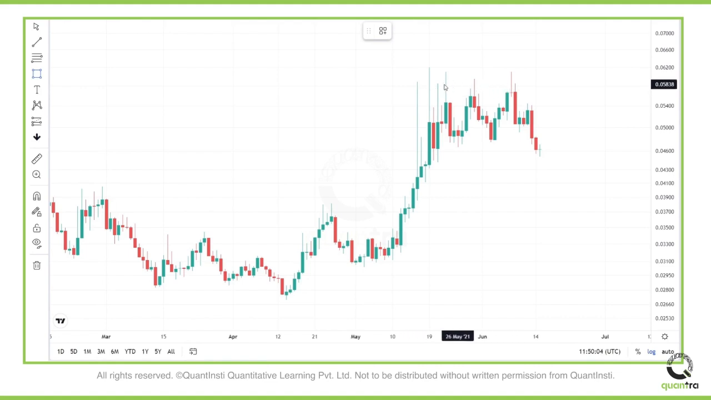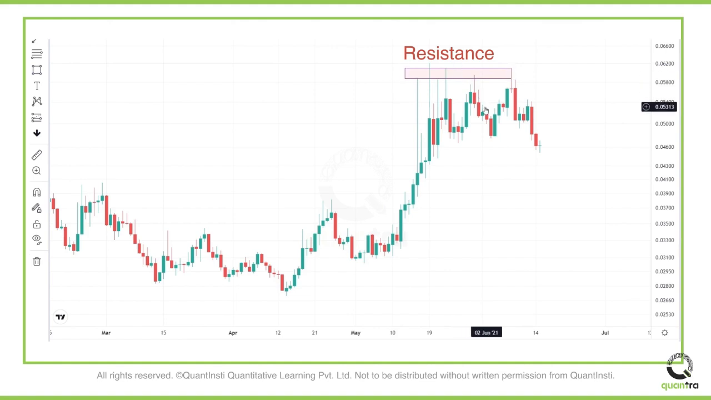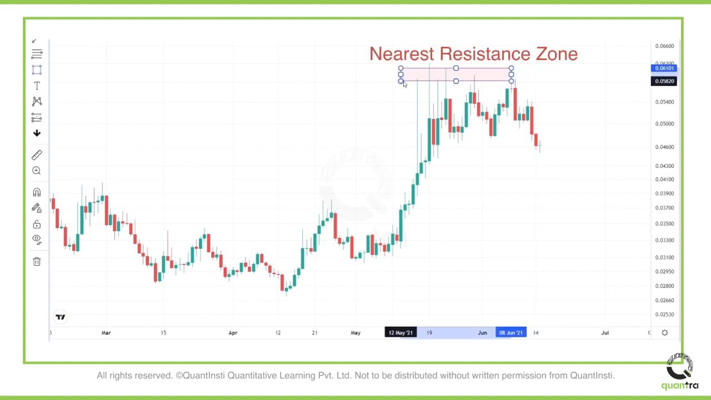However, while analyzing a chart in real time, you can identify the nearest support and resistance levels in this manner. First, you identify the most recent swing high. It must be higher than the current price. And then you can mark this level as a resistance. Further, you can also check if the same level has acted as a resistance in the past, as it will help you gauge the strength of the resistance level. So this level will be our nearest resistance zone.